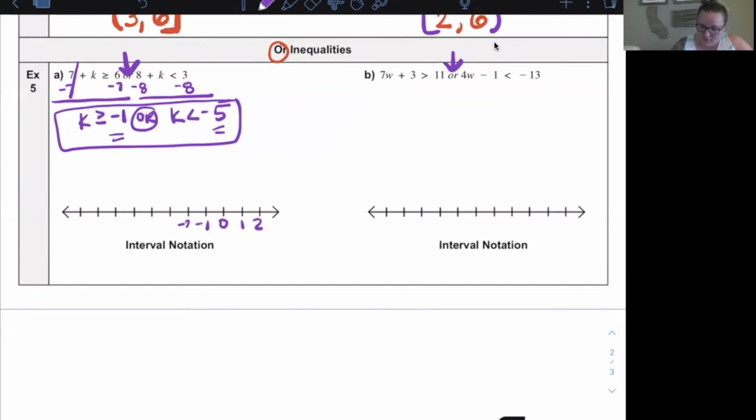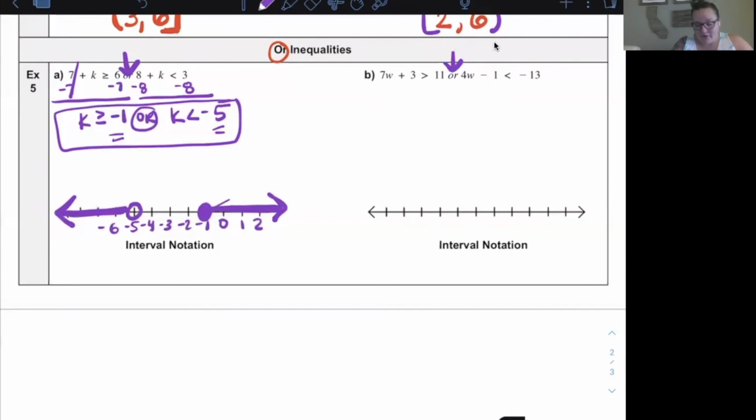I'm going to go ahead and label it real quick. For an or graph, I'm going to put that closed circle on -1, but I want k to be greater than or equal to it. So all the numbers greater than -1 are off to the right. Then for -5, well, k is less than -5, so I'm going to have an open circle, and I want all the numbers that are less than -5 or to the left of -5.